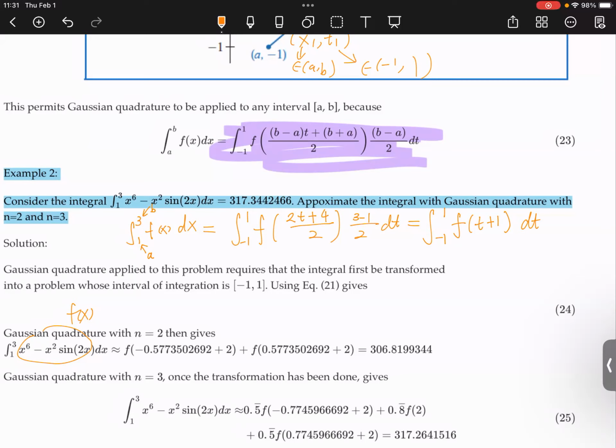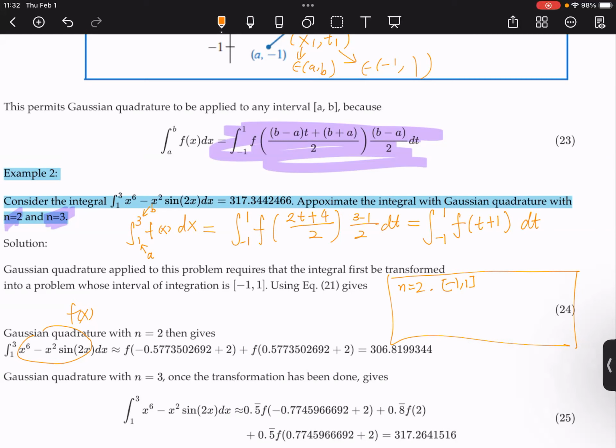If we want to apply the quadrature rule, we have two situations here: n equals 2 and n equals 3. We have 2 nodal points and 3 nodal points. If you look at the table above, for n equals 2, on the interval -1 to 1, you have 2 nodal points.